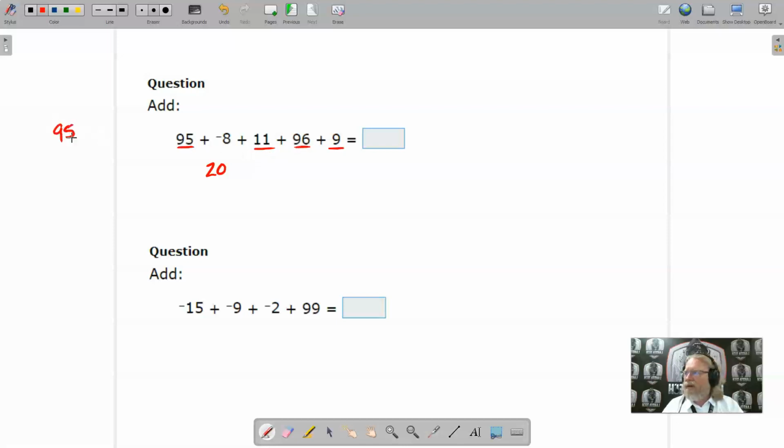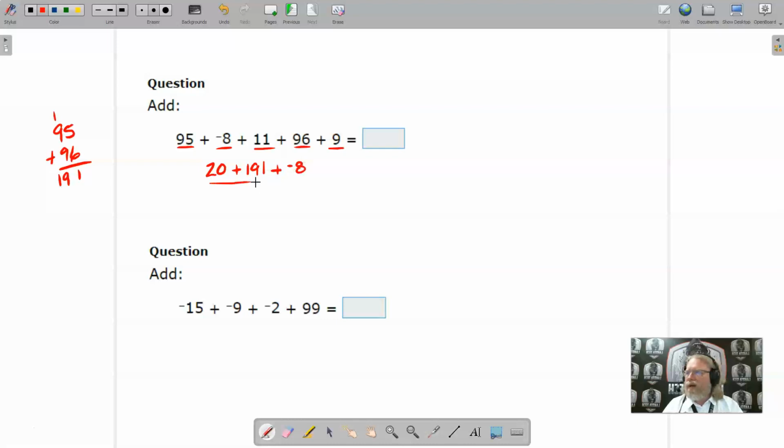So 95 plus 96, because they are the same sign. They're both positive, so we'll add them together. And 5 plus 6 is 11. Carry the 1. 9 and 9 is 18, plus 1 more is 19. So we end up with plus 191. And the only thing we have left is the -8, so we have plus -8.